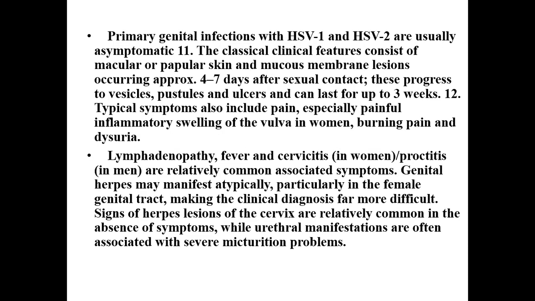Primary genital infection with herpes simplex 1 and 2 is usually asymptomatic, and the classical clinical features consist of macular or papular skin and mucous membrane lesions occurring approximately 7 days after sexual contact. These progress to vesicles, pustules, and ulcers, and can last for up to 3 weeks.